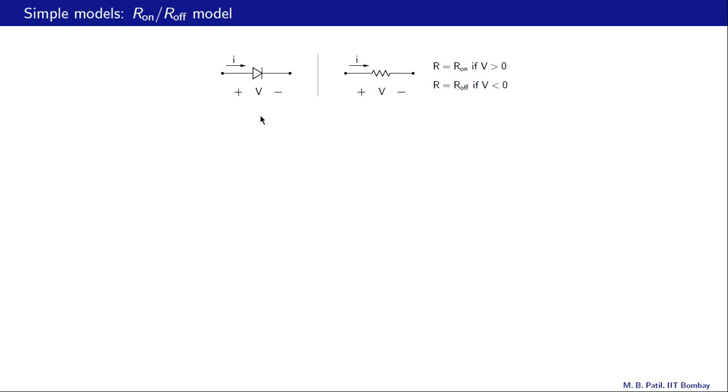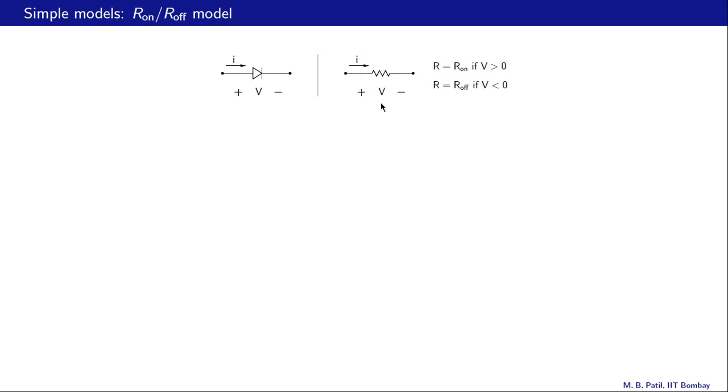Let us now look at a simple model for the diode based on our discussion in the previous slide. But before that, let us look at the polarity of this voltage and the direction of this current. This is the P end of the diode or the anode, and this is the N end of the diode or the cathode. This V is marked with plus on the P side and minus on the N side, and this direction of the current is marked from P to N.